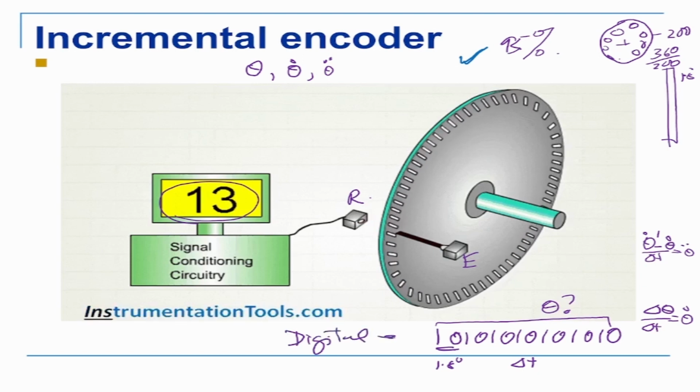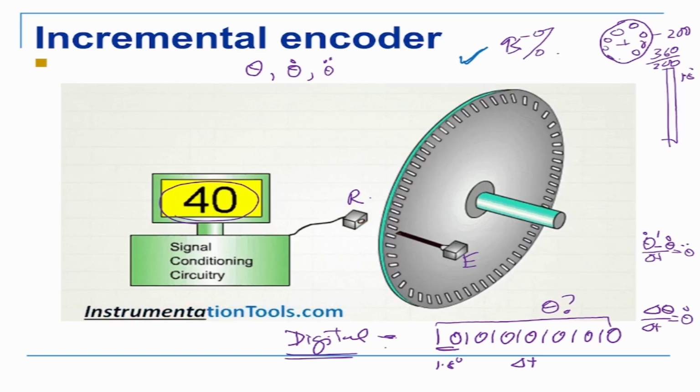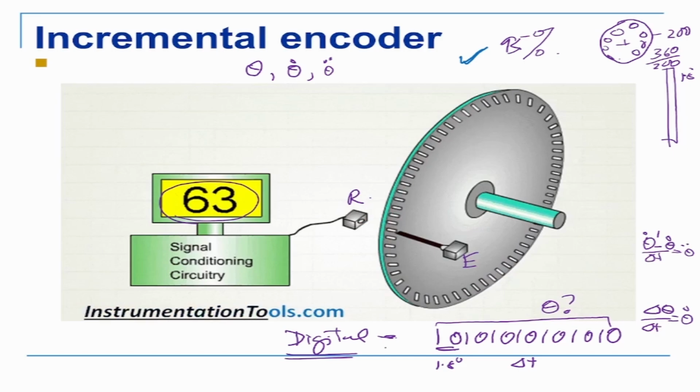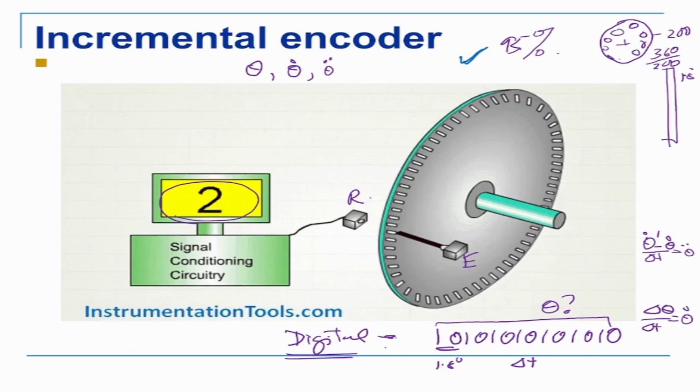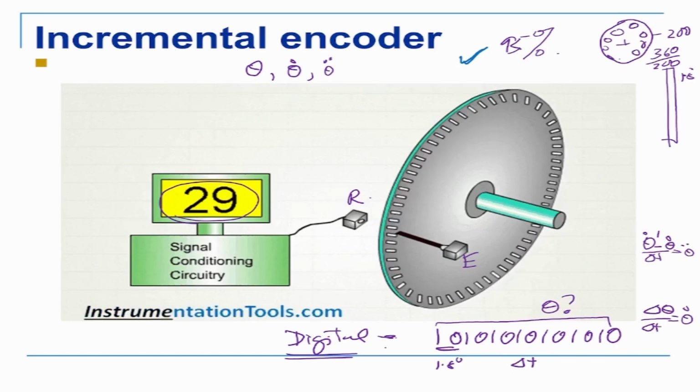Okay. So when we come to our experiments, we'll see that the microcontroller is a digital device. It understands digital, not analog. So there is no need for a converter here. Otherwise, for example, if you're using a potentiometer, you'll need an analog to digital converter, because otherwise the microcontroller will not be able to read it.